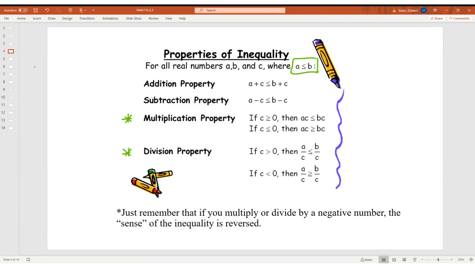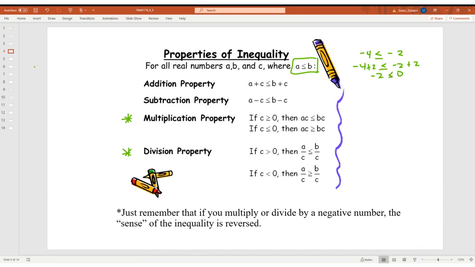So for example, let me use negative numbers so that we'll see the difference. Let's say A is negative 4, B is negative 2. Let's say I added 2 on both sides. If I add 2, negative 4 plus 2 is less than negative 2 plus 2, which in this case is negative 2 is less than 0, which is true. So adding a number doesn't change the inequality. It stays the same. Okay.